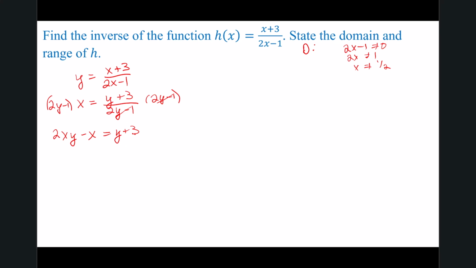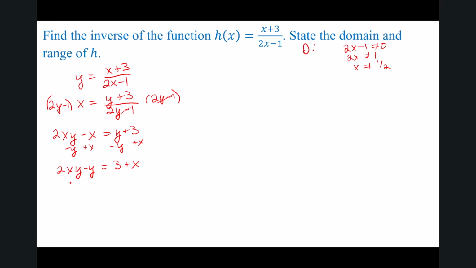My next step would be to get all the y's on one side of the equation. So I'm going to subtract y from both sides. And then I'm going to get everything without a y on the other side of the equation, which means I will add x to both sides. And now I have 2xy minus y equals 3 plus x. So notice all of the terms with a y are on the left side. All of the terms without a y are on the right side.